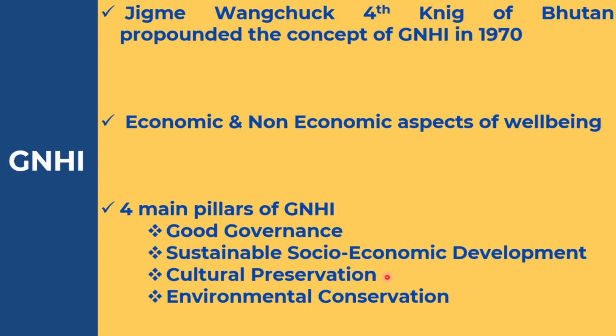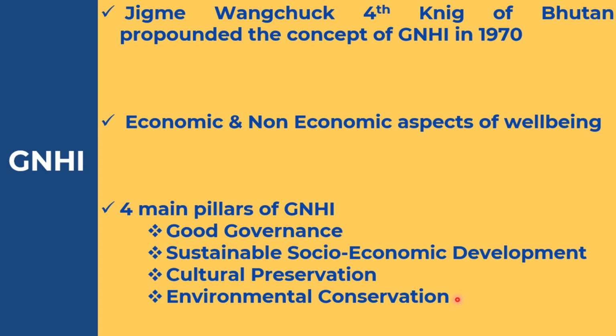And the fourth one is environmental conservation. The development should not take place at the cost of the environment. We should preserve our environment. We should be very aware about environmental preservation. Environmental conservation is a very important component, a very important element in the development process of the country nowadays. So these are the four main pillars of the gross national happiness index.